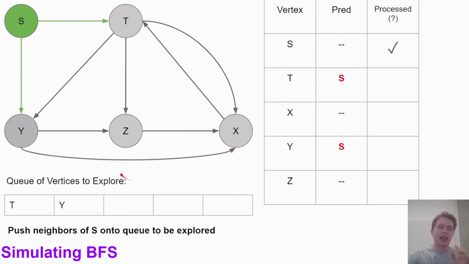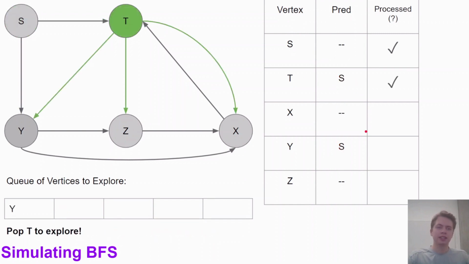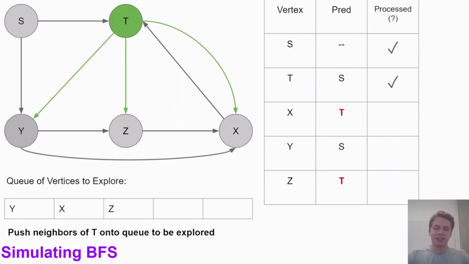So because we added T and Y to our queue after processing S, we'll store S as T and Y's predecessors in our table. Next, we'll take T out of the front of the queue and explore it. So now we mark T as processed, and since it has edges to Y, Z, and X, we'll add all of these nodes that aren't processed or explored yet, or discovered. So many synonyms. Since we already discovered Y, we will not add it to our queue. However, X and Z we haven't seen yet, so we'll add these to our queue.